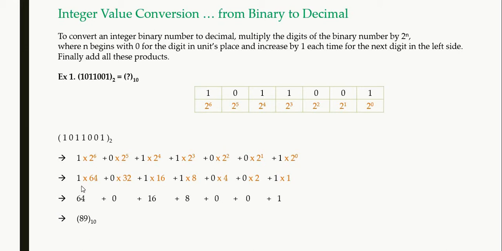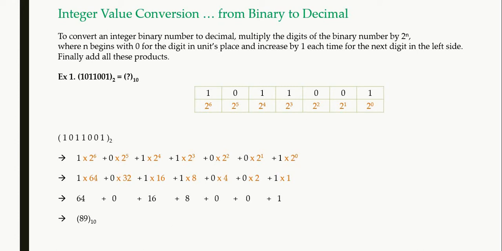So in this way, the values are 2 to the power 0 is 1, then 2, then 4, then 8, then 16, then 32, then 64. If you now perform the multiplication, you will get 64 plus 0 plus 16 plus 8 plus 0 plus 0 plus 1. Final result is 89.